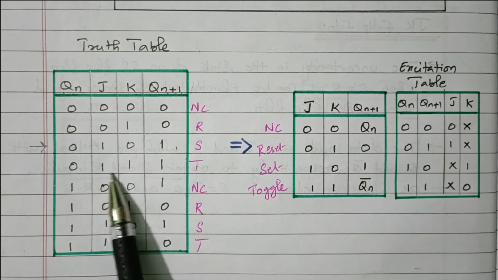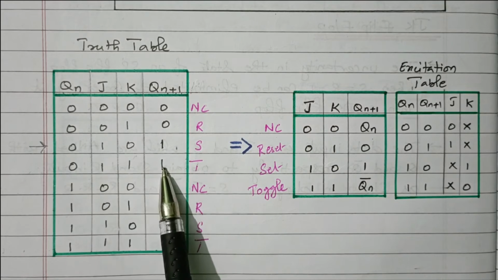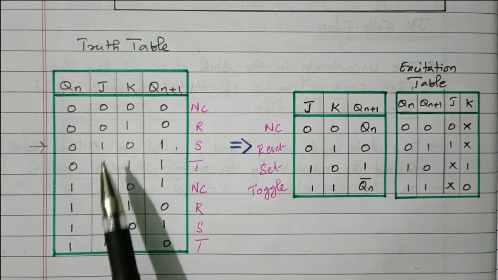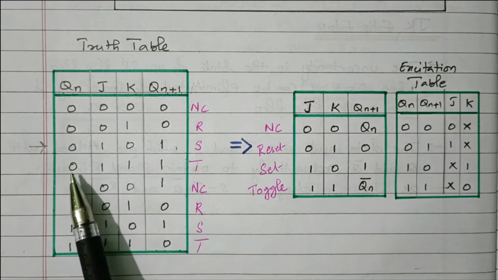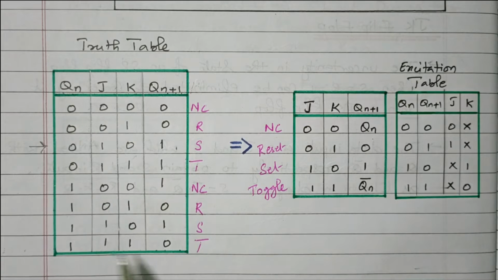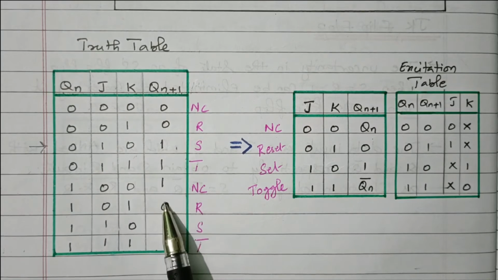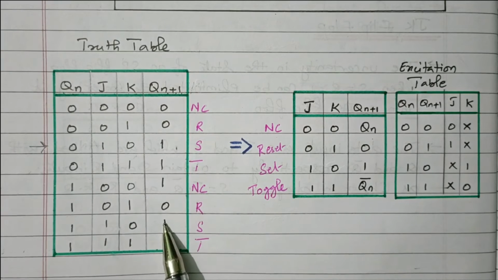If both are 1, then it is toggle. It will toggle: 0 becomes 1, 1 becomes 0. Right? So very easy. Both are 0, no change. Both are 1, toggle. 0, 1 means reset, the output will be 0. 1, 0 means set, the output will be 1.